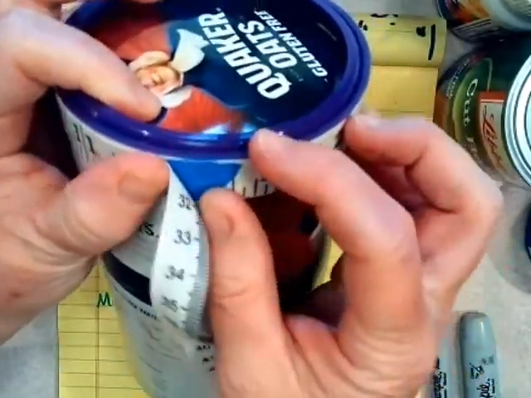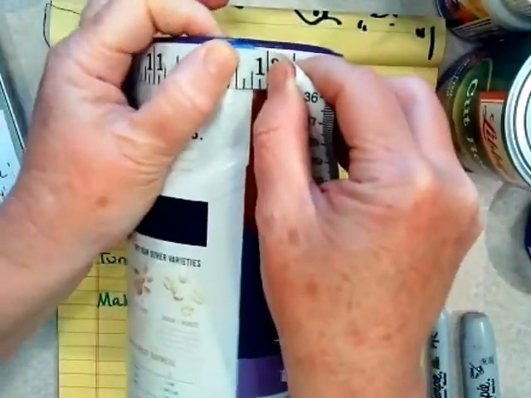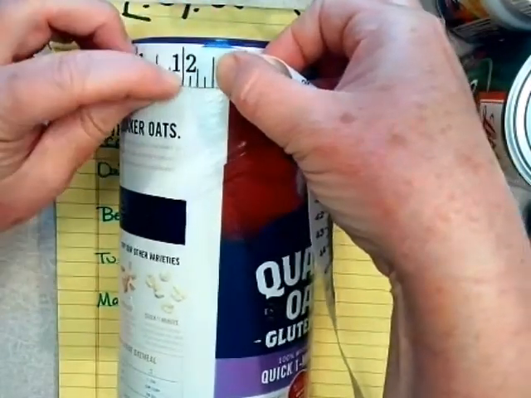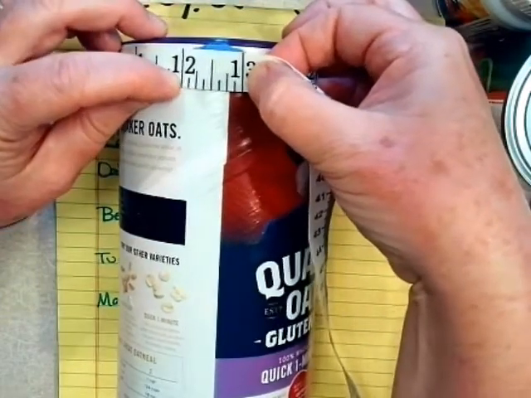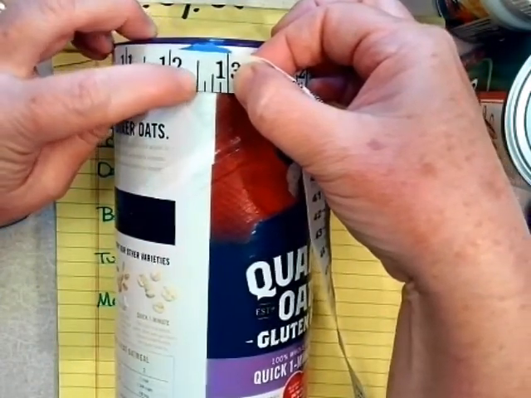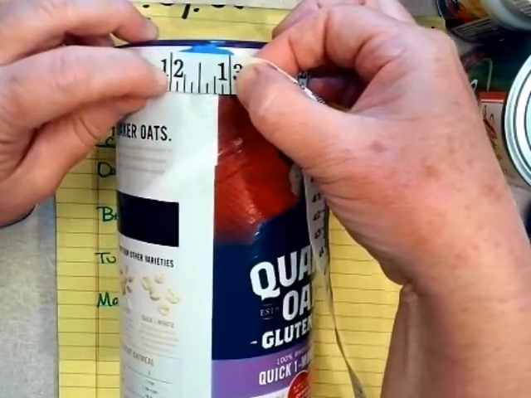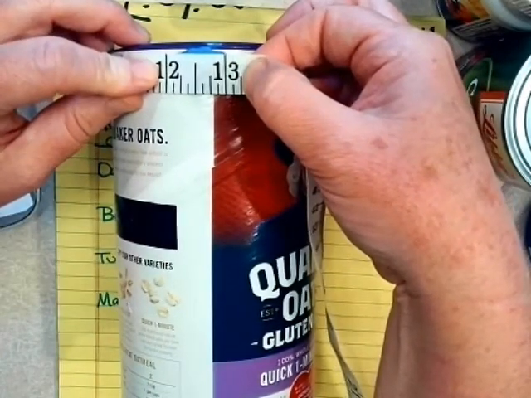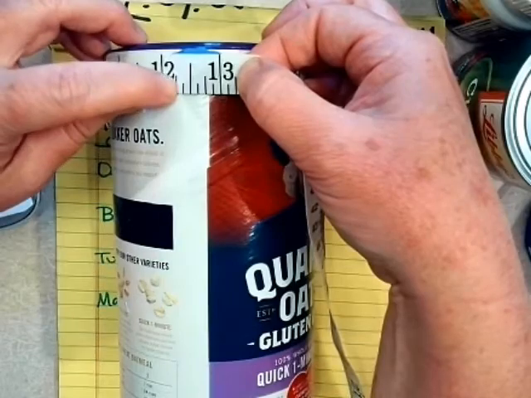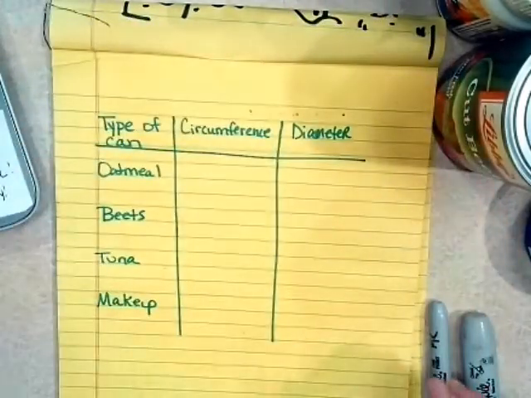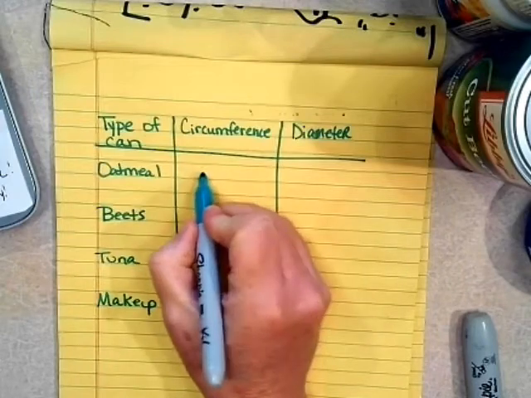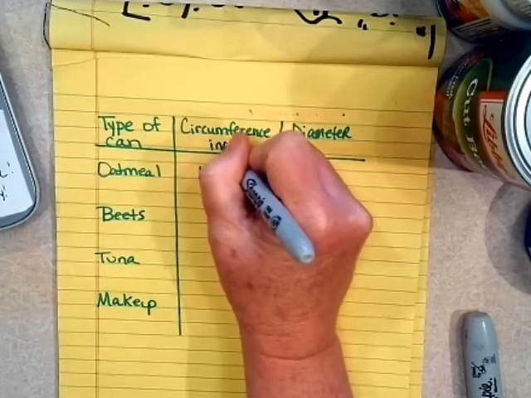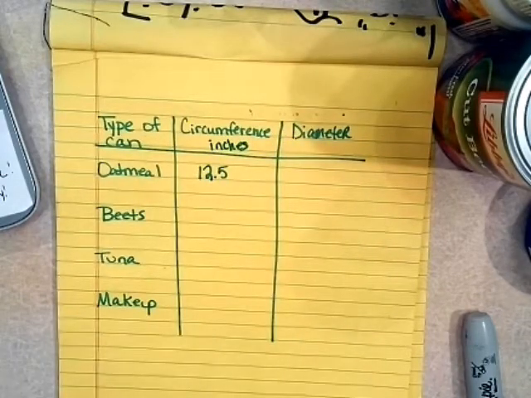can of oatmeal. And it looks to me like it hits about right there, and that is 12. Let's talk about these little marks on here. That's 12. There's 1, 2, 3, 4, 5, 6, 7, 8, so it's divided into eighths. Now it hits right here at this tallest one in between 12 and 13, and y'all know that's 12.5. It's 12 and 4 eighths, but we're going to call it 12.5. So the circumference of the oatmeal is 12.5, and I'm measuring in inches. You can measure in centimeters if you wanted to.